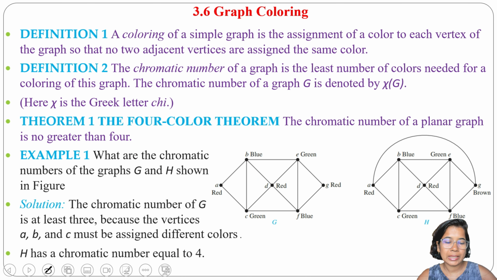So for graph G, at least 3 colors are required. So the chromatic number is 3. For graph H, at least 4 colors are required. That's why the chromatic number is 4. Here we need one more color as there is an edge from A to G. Due to this edge, A and G cannot have the same color. So that's why we need one extra color.